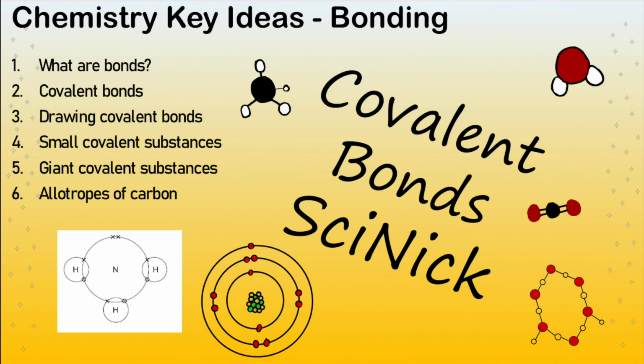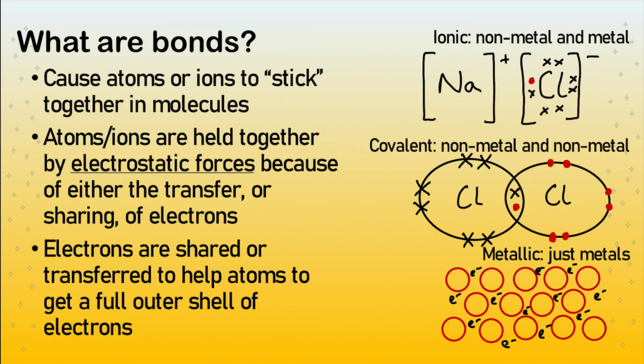In this one we're going to be looking at covalent bonding, covering what the bonds are, how to draw them, and what small and large covalent structures we can find and what properties they have. Let's get to it. If you've seen my other video on ionic bonding, you know that bonds are things that cause ions or atoms to stick together.